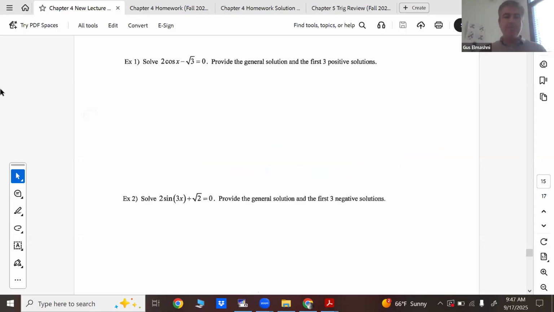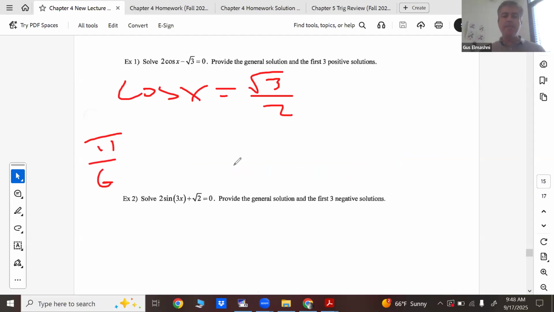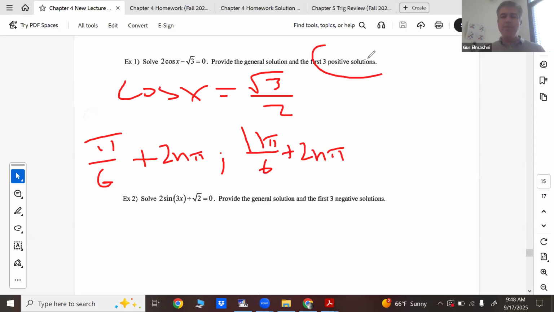So here we go. Cosine x equals √3/2. Great. Where does that happen? At pi over what? Great, awesome. So you're going to write this. Those are my general solutions. Now to find the first three positive solutions, well, pi over 6, 11 pi over 6, and what's the other one? Yeah, good, you got it. There you go.